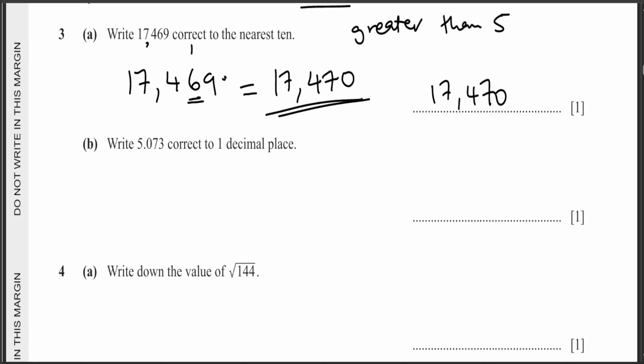Write 5.073 correct to 1 decimal place. This is 1 decimal place after the point. Again, look at 7. Is it greater than 5? Yes. Then you round up the 0. Instead of writing 5.0, you write 5.1, and the other numbers are truncated. There's no need of having those numbers.